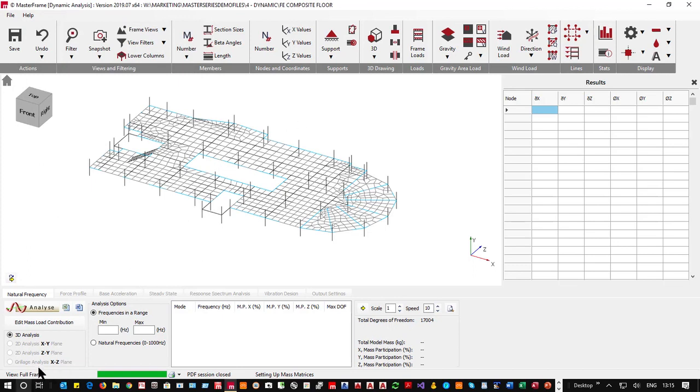We've gone for a 3D analysis because we have our columns and our staircase to consider. If it was just a plain frame with supports, then we could have gone for a 2D analysis, which would obviously reduce your solution.